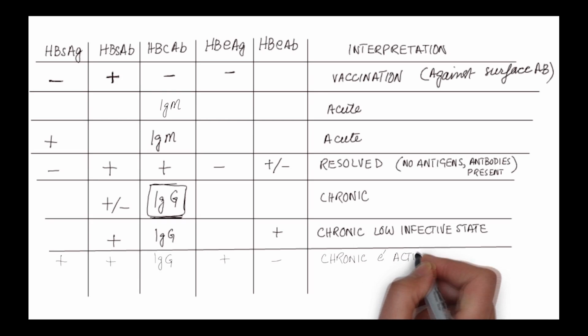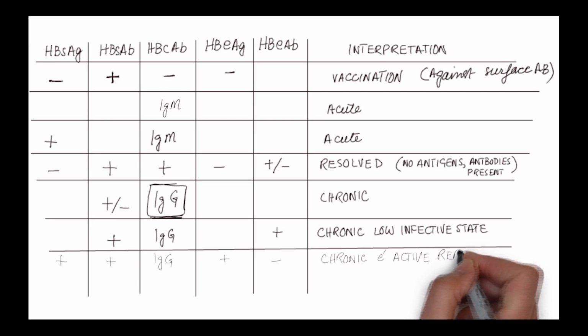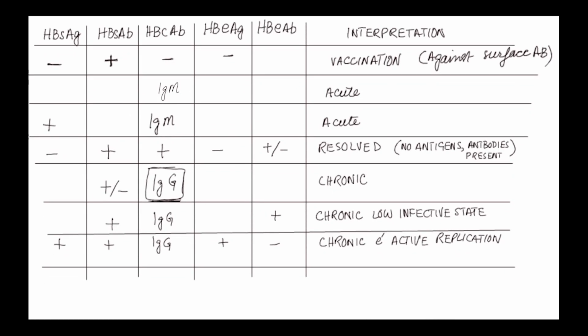That still is chronic. Now the thing to see is whether antigen E is present or antibody E is present. If hepatitis B E antigen is present, then the patient is in a chronic state with high infectivity. So the virus may have flared up again and it is replicating. If you see hepatitis B E antibody, that means that the E antigen is under control and the patient is in low virality or low infectivity.